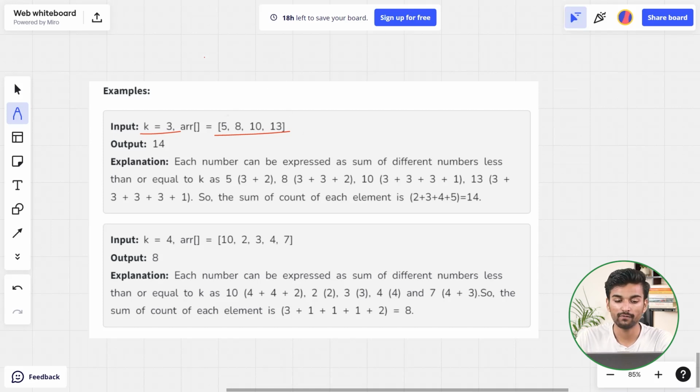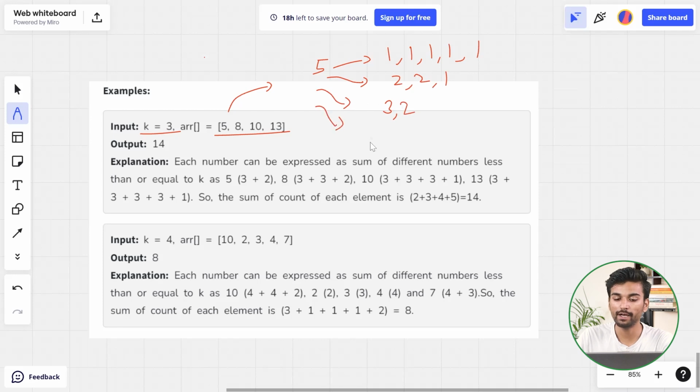For example, for 5, in which ways can I divide it? I can divide it into 5 ones. The total sum of the elements should be equal to that particular element. So I can divide it into ones, and also I can divide it like 2, 2 and 1, and also I can divide it as 3 comma 2.